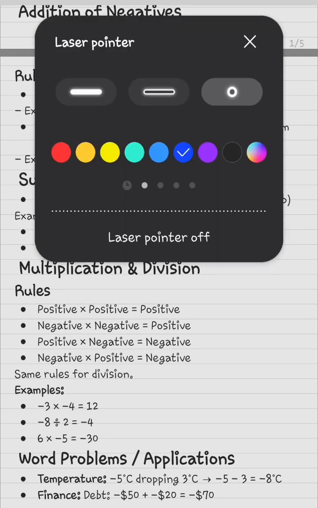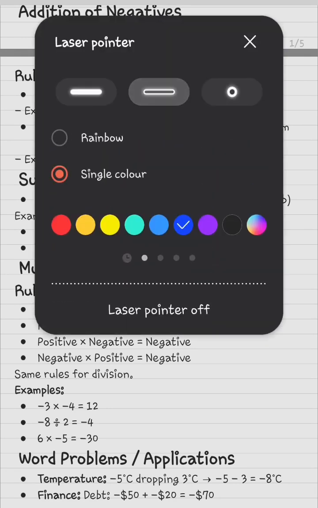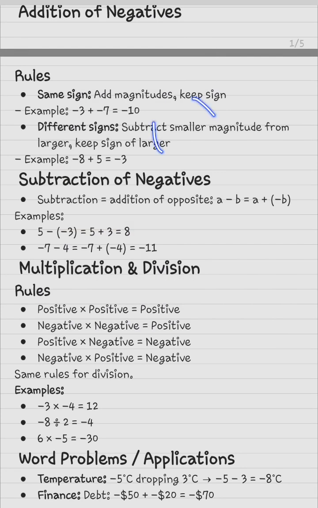Different signs. If the signs are different, you must subtract the smaller magnitude from the larger one. The result then takes the sign of the larger magnitude. For example, -8 plus 5 equals -3.